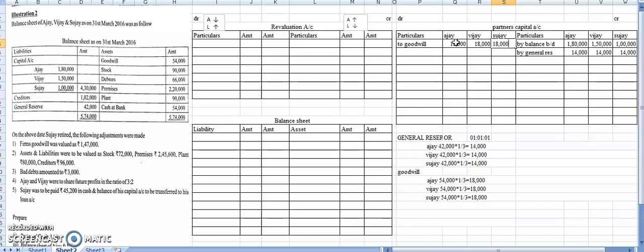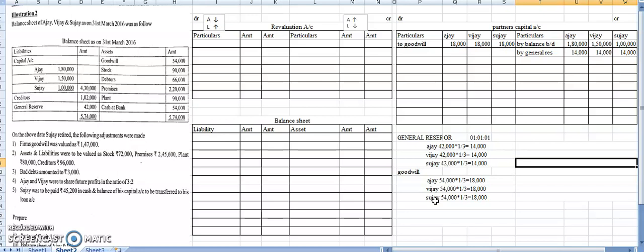So this is how we need to distribute the goodwill if it is given on the asset side of the balance sheet. So we have distributed general reserve, we have distributed goodwill. After that we will move on to the next one.